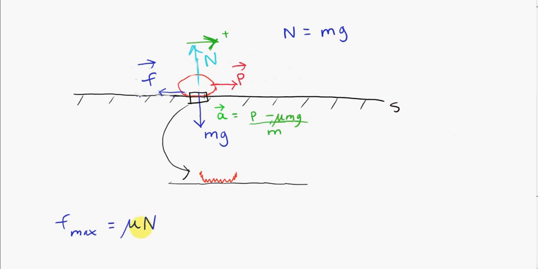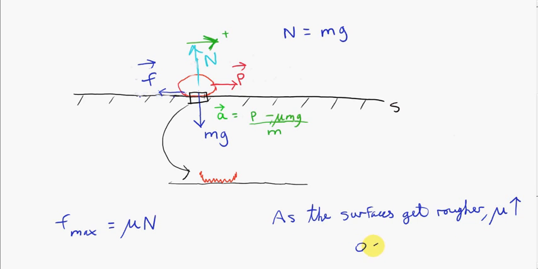Now I just want to go back to this formula here for the magnitude of the limiting friction. We saw that it depends on mu. So as the surfaces get rougher, mu increases. Mu is typically a value between 0 and 1, although in certain situations mu can actually be greater than 1. But for most examples we see, for probably all the examples that we will do, mu is a number between 0 and 1. And as the surfaces get rougher, mu goes up.